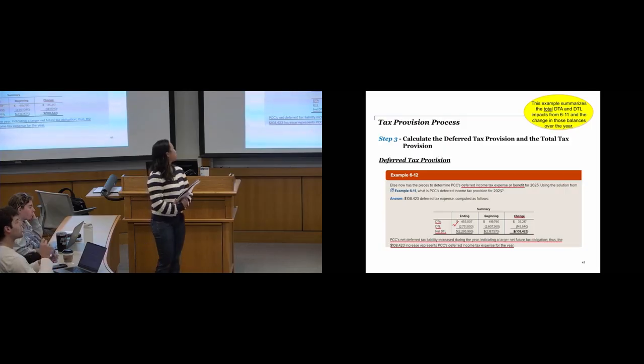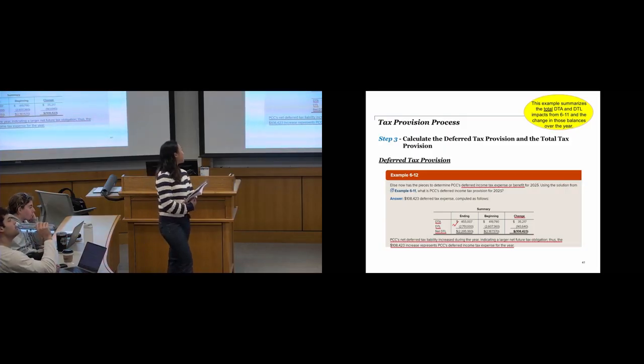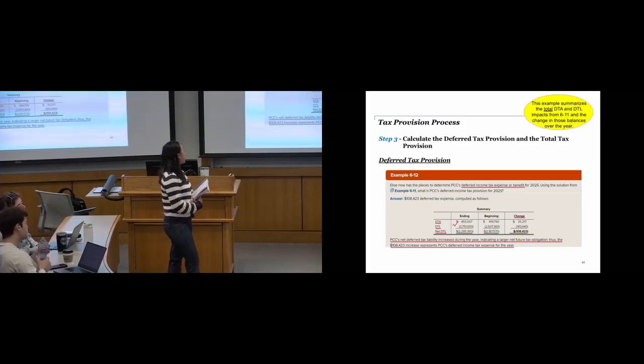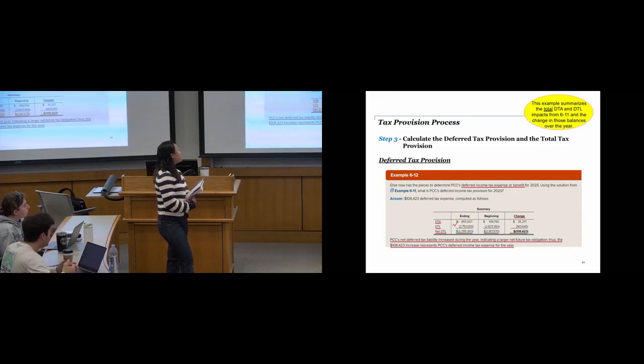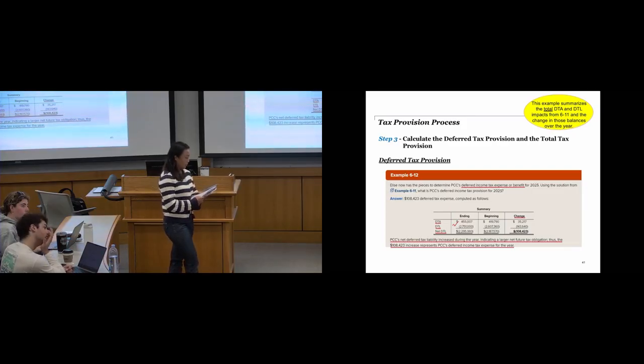Yeah, so this first column of the table reflects the calculation of the end of year net DTL. So that's the netting of the $455,007 DTA and then the $2,751,000 DTL. And then the second column of the table reflects the calculation of the net DTL at the beginning of year. So same thing, and then we arrive at a net DTL of $2,187,570. And then the change between the two of those is an increase of $108,423.